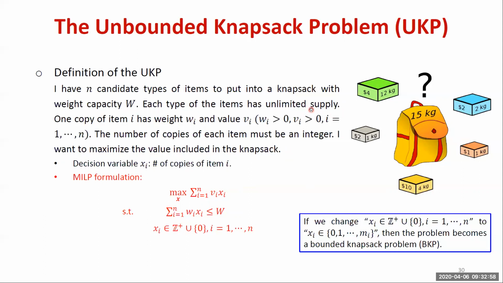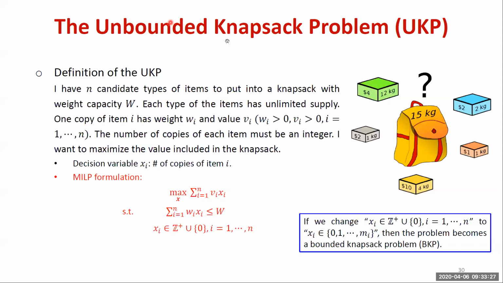So you can have an infinitely large number of item i, for any i. And one copy of item i has a weight, Wi, and a value, Vi. Clearly, both of them are greater than 0. And the number of copies of each item must be an integer. I want to maximize the value included in the knapsack. So this is a knapsack problem.